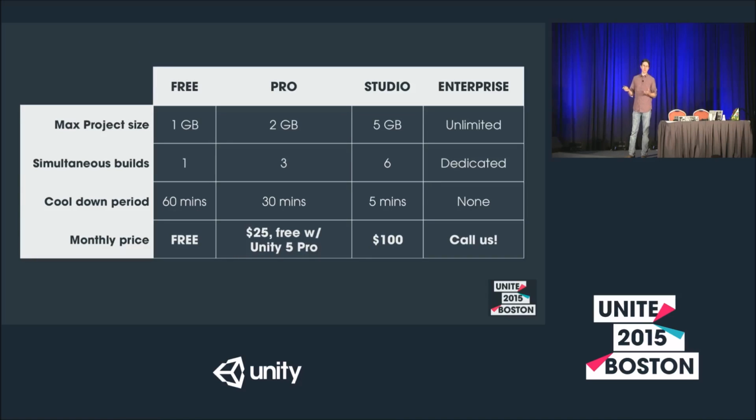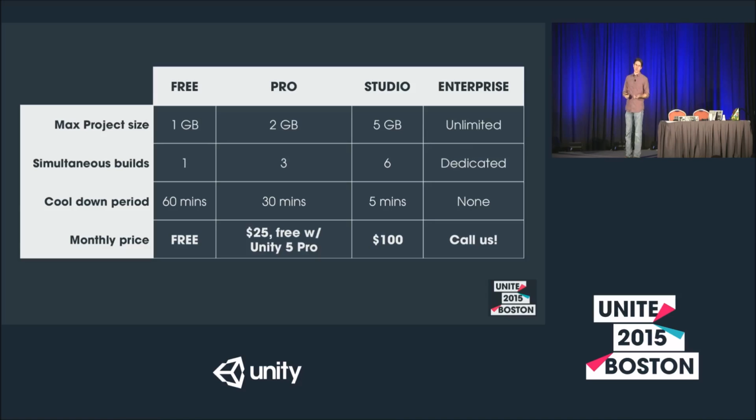This is now the only difference between our plans. In the free tier, you can build up to a gigabyte project size. That doesn't include the history of your repo or anything. That's just the head, the checked out project size. It'll do one simultaneous build at a time. So if you set up 50 build targets, our system will just build one, and then it'll wait 60 minutes, and then it'll build the next one. So that's the free plan.